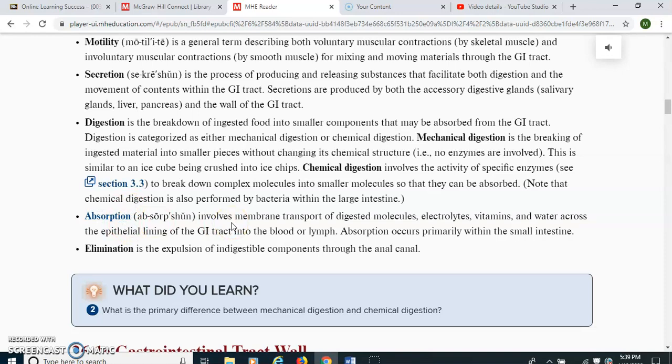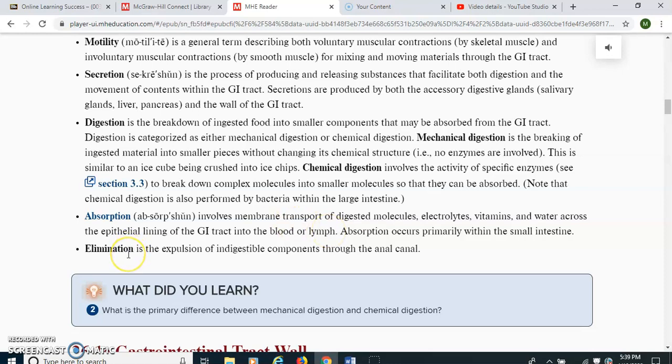But the movement of the nutrients from the lumen of the small intestine into the blood, so through the wall of the small intestine and into the bloodstream, that's what's called absorption. It could go into lymph too. Let me include that as well. So either into the blood or the lymph, depending on what nutrient we're dealing with.